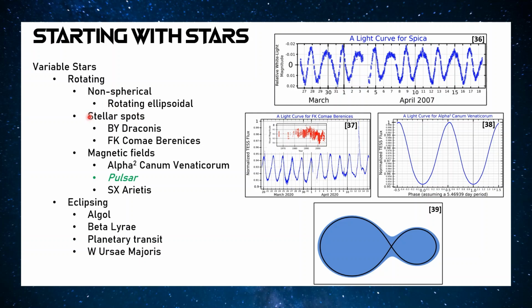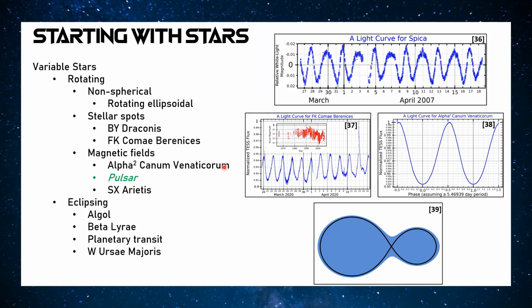Some can be caused by stellar spots. So stars rotate. If they have spots on them, those areas won't be as bright, so the star will dim slightly. So there's BY Draconis, where the rotation of the star is coupled with star spots. These are spectral class K or M stars. There's the FK Comae Berenices, and these have extremely rapid rotation.